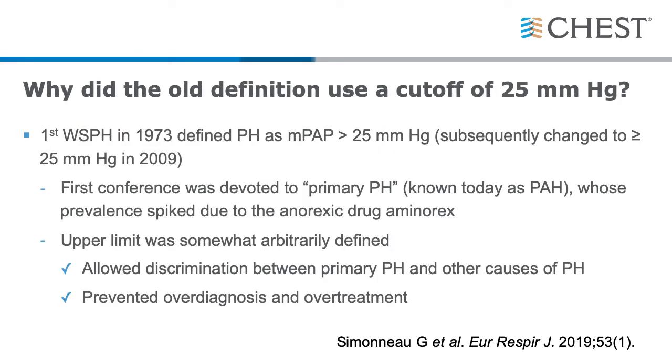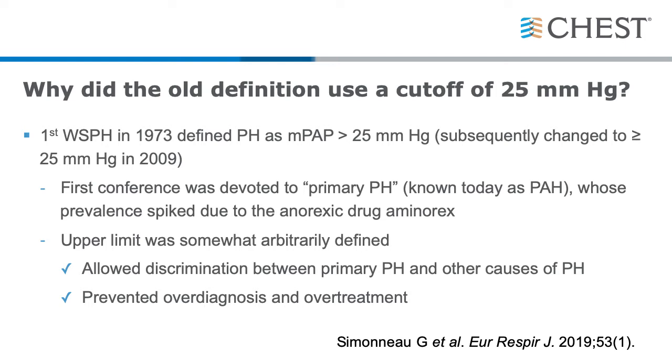So to understand why we needed a new definition, I think it helps to go back and understand why the thresholds were initially picked as they were. The threshold of 25 millimeters of mercury was discussed at the original World Symposium on Pulmonary Hypertension back in 1973. And at that time, the situation in the world was different.